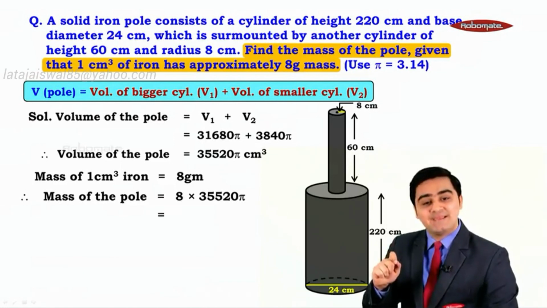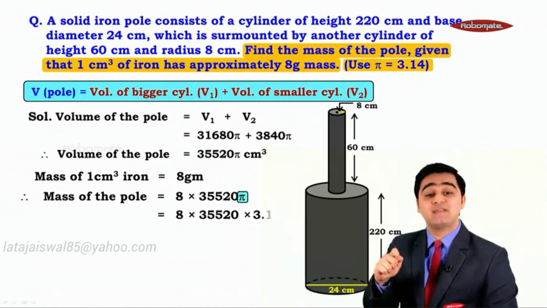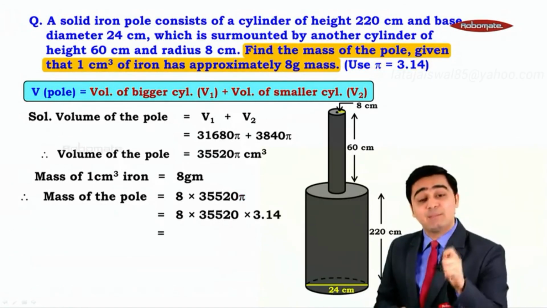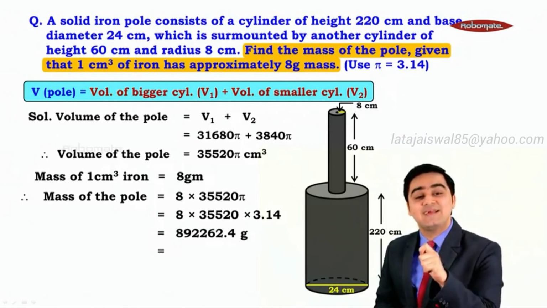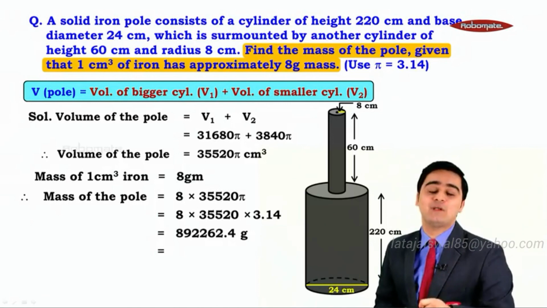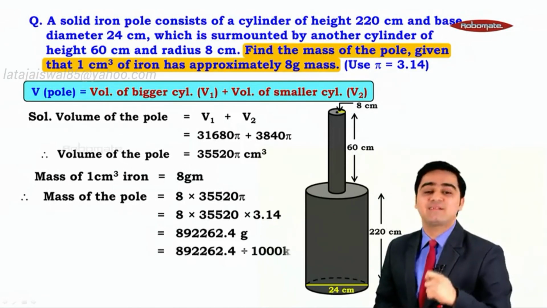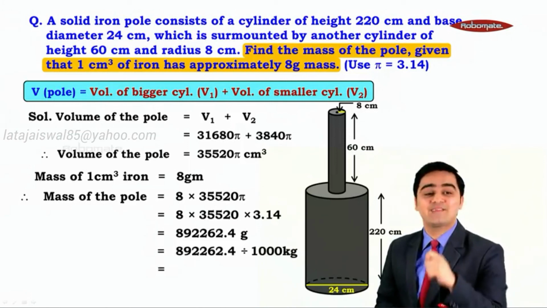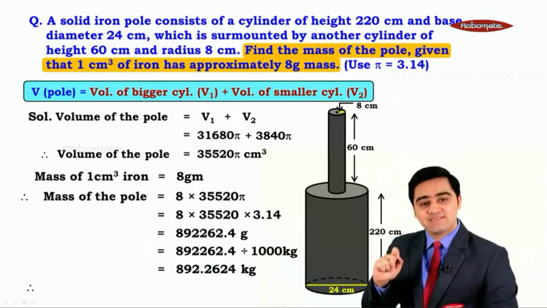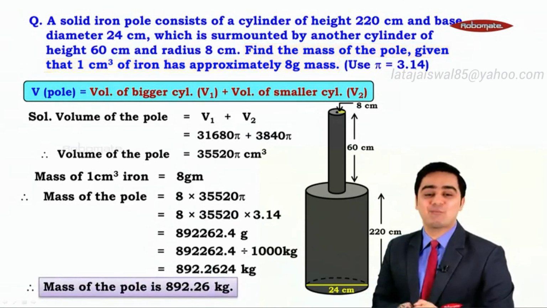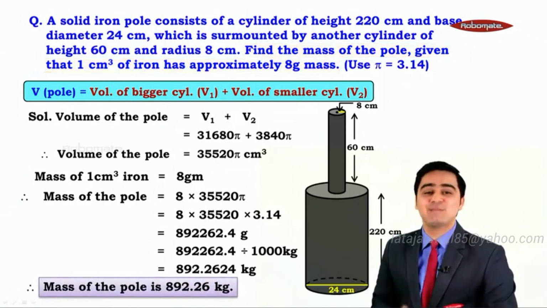Now, before we multiply 35520 pi, we can substitute the value of pi. Pi is given as 3.14. If we multiply 8 into 35520 into 3.14, the answer is 89262.4 grams. Now, we can convert grams into kilograms. For that, we'll divide this by 1000. So the answer is equal to 892.2624 kg. Therefore, the mass or the weight of the pole is 892.26 kg. A very simple sum, at the same time a very beautiful one.